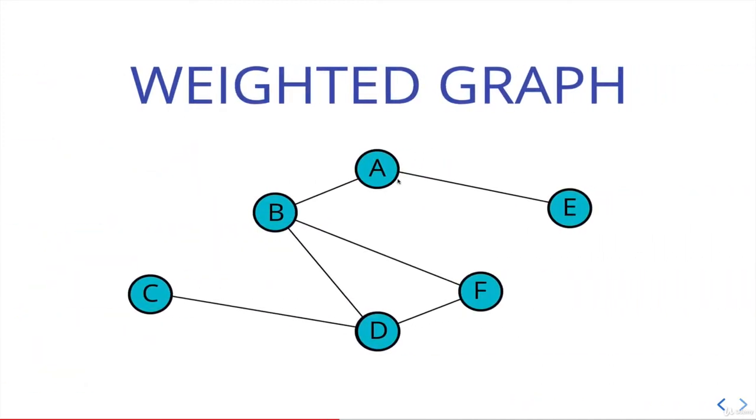Then we talked about unweighted versus weighted. So an unweighted graph has no value associated, no magnitude with each edge. A weighted graph does have a value associated with an edge. And so when we're traversing or when we're computing the shortest path, for example, we would use these values.